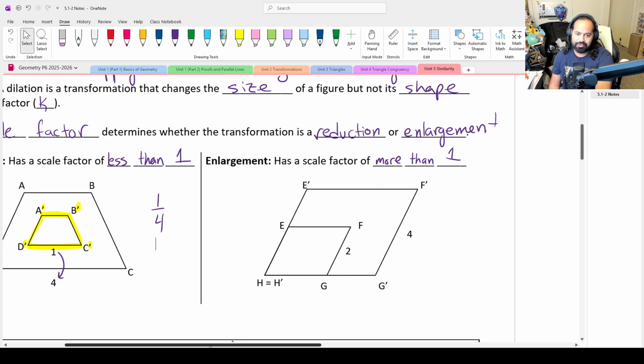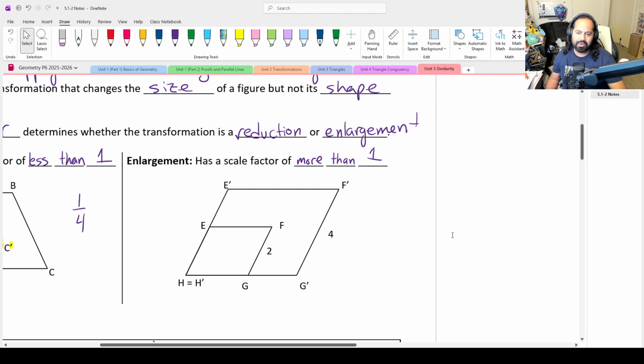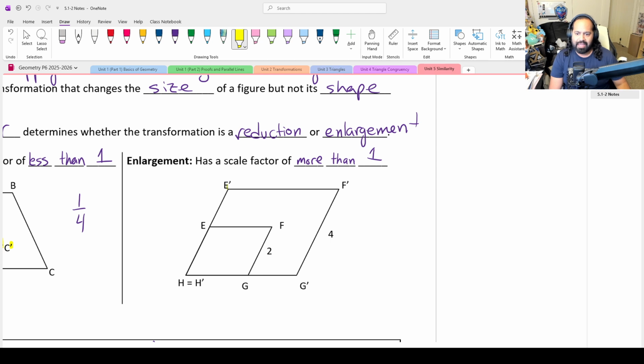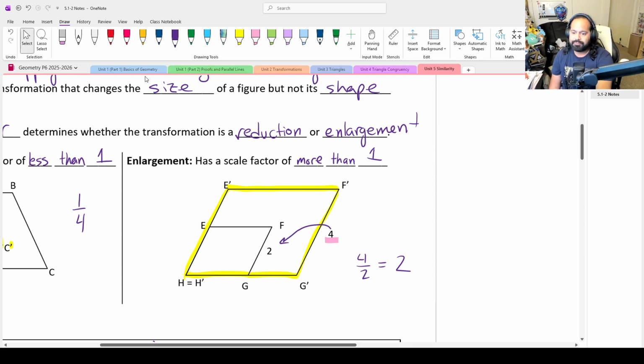Whereas the opposite is true. If we have a scale factor that's more than 1, then that means that we've had an enlargement. So again, same thing. If I look at my prime notation, you'll see that the prime shape has a side length of 4 right here. So then that means 4/2, that reduces to 2. So that means that that shape has become double the size that it was before.